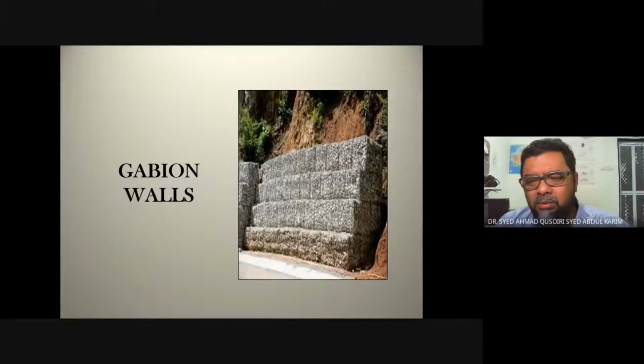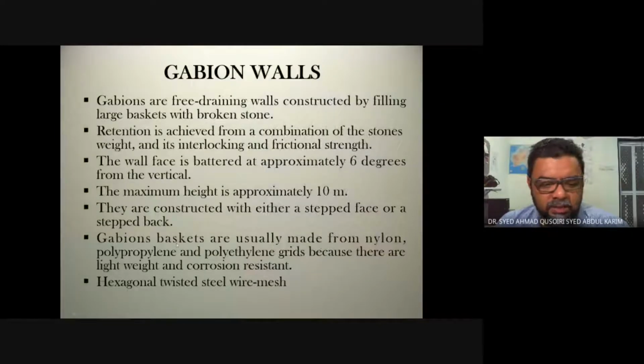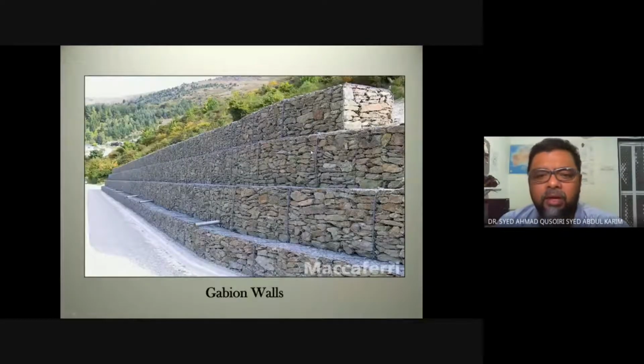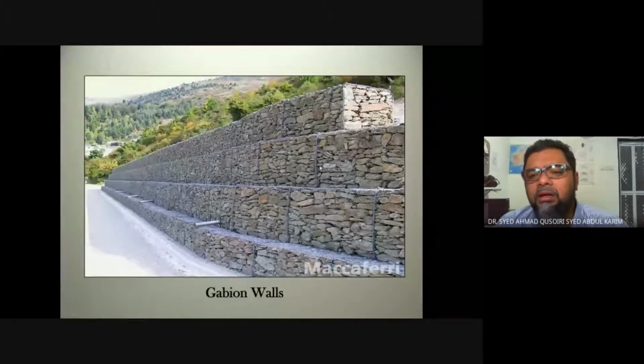But the one that we usually see here in Malaysia is made from metal wires, okay. Hexagonal twisted steel wire mesh. So these are the ones being used here. Hexagonal twisted steel wire mesh. So again, this is another example of a gabion wall. This has very properly stacked stones inside the cage.